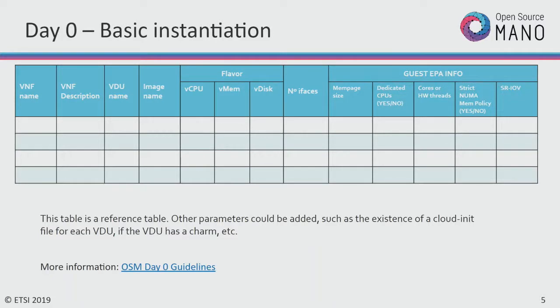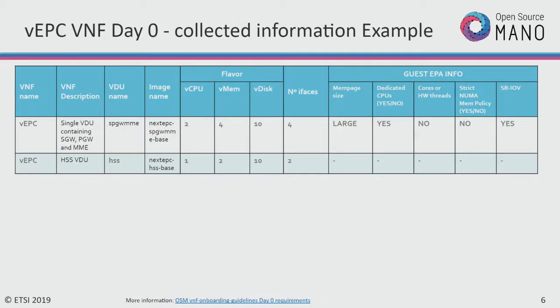So I recommend you use a template or something similar to do these things. I think, since it's the first time, it is important to use this only to create the scenario, no more. And in this template, you can use other parameters, charms, cloud-init, whatever you want, okay? And for the example that I mentioned previously, the virtual EPC, here you can see the information collected.